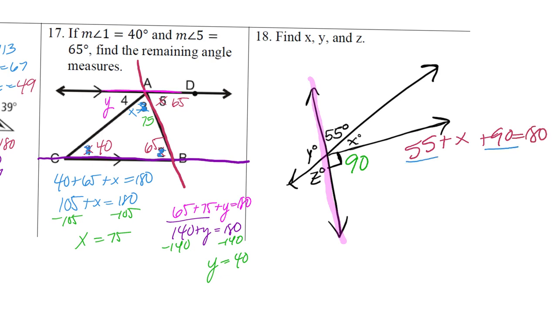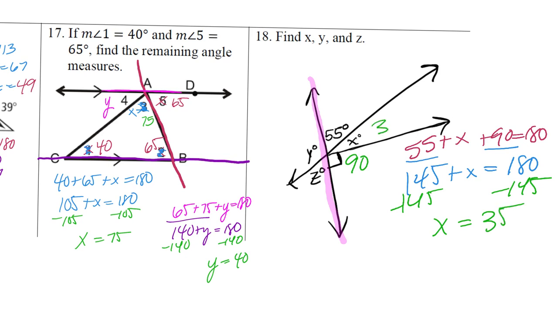Combine your like terms. So 145 plus X equals 180. Subtract 145 on both sides. So X is going to equal 35. So this angle is 35 degrees. Now I need to find Y and Z. What we can notice here, I'm going to use my highlighter again, is that this is also a straight line. So it's a straight line with that 55-degree angle.